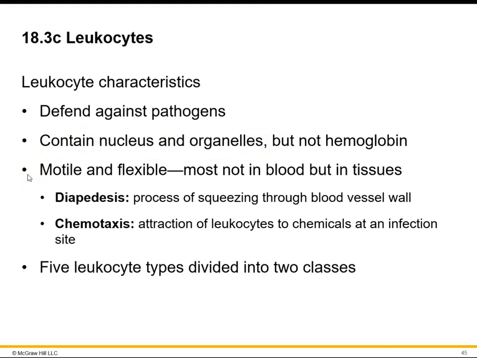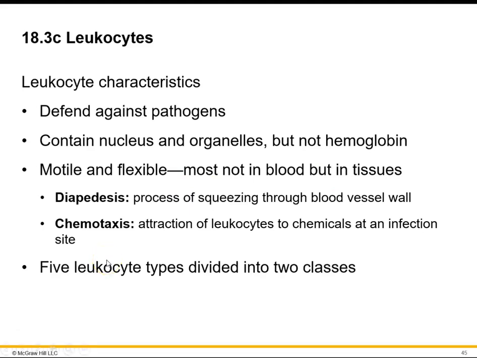These guys are motile and they're flexible. Most of them can be found in the tissues, okay? And what white blood cells do is they do this thing called diapedesis. It's where they squeeze in between the endothelial cells of capillaries and basically squeeze through that blood vessel wall out into the tissues. And they do this because they are attracted to chemicals at, say, a site of infection. And that's called chemotaxis. That's the movement of leukocytes in response to chemical attractants that are being secreted.